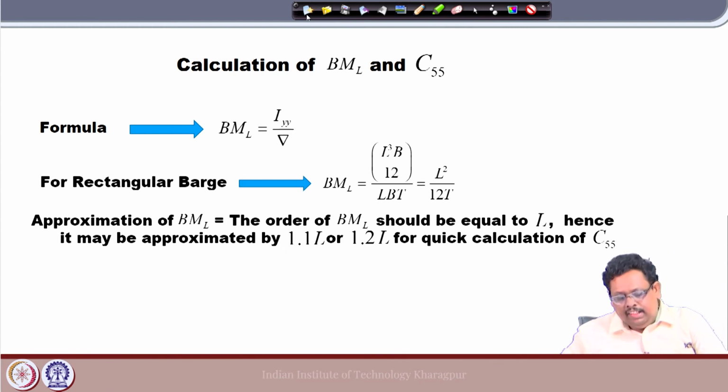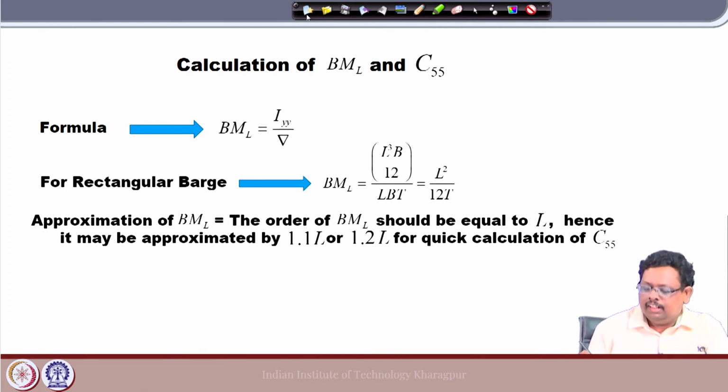Now, this BML we can approximate as, let us say, 1.1 L or 1.2 L for the quick calculation of C55. Let us see how realistic it is. Remember the formula for BML is L square by 12 T, right.